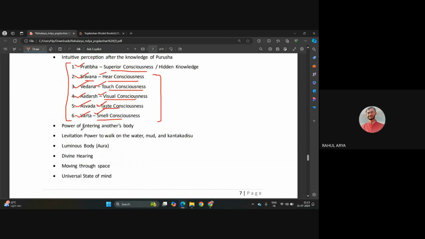Then the power of entering another body, as in the Shaktiman serial, if anyone saw it. Tatamraj Kilvis entered his Guru's body. Okay.